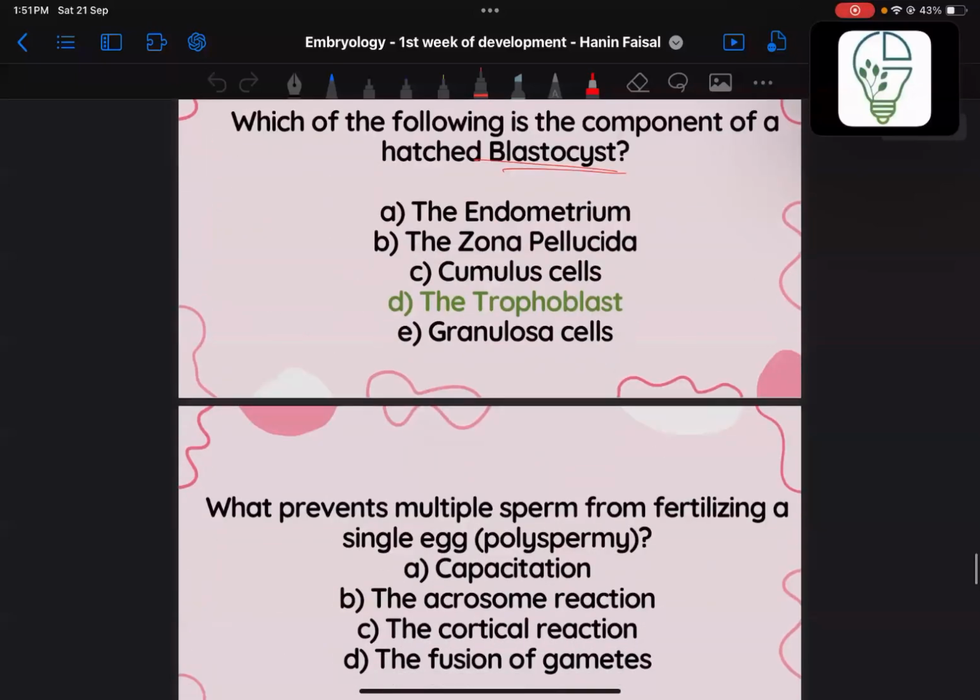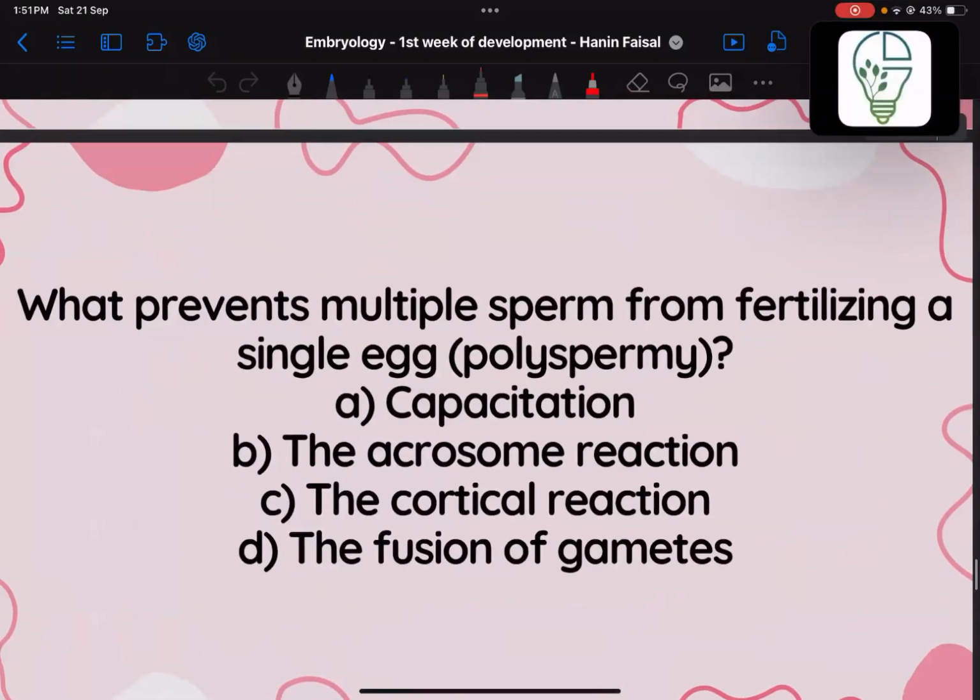Now let's solve the next question. Again, 30 seconds. Okay, mashallah, everyone is getting it correct. It's C, the cortical reaction.